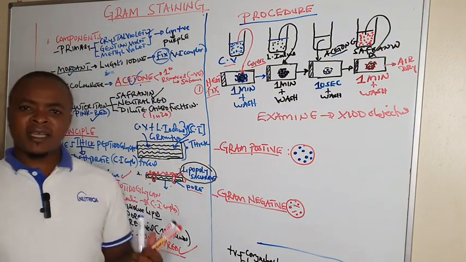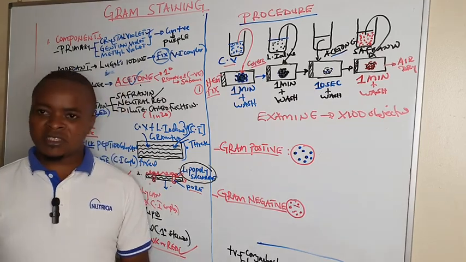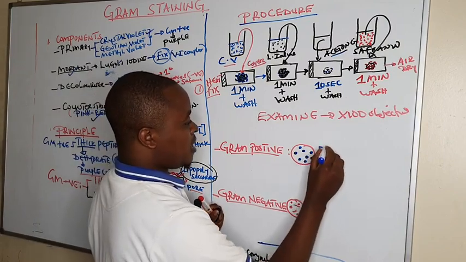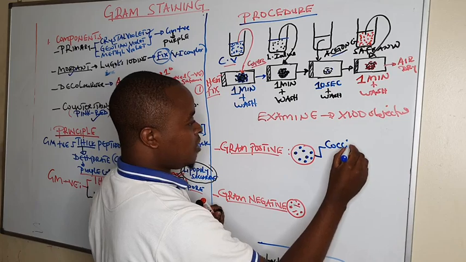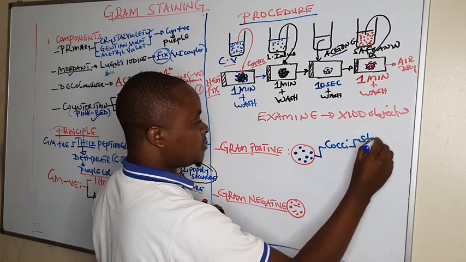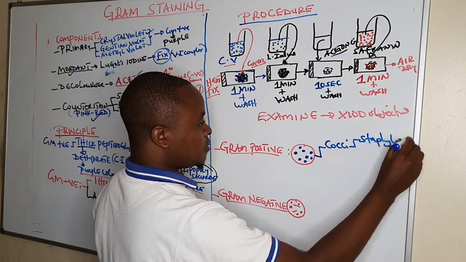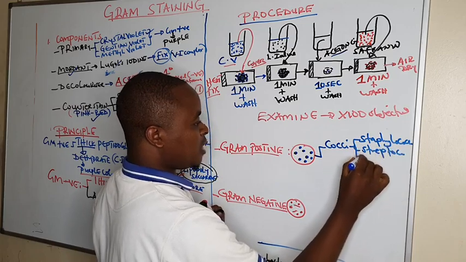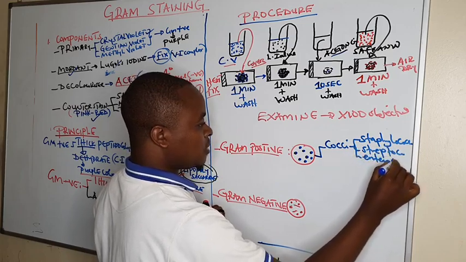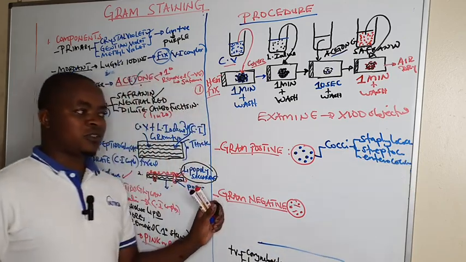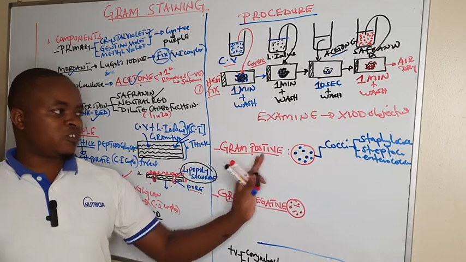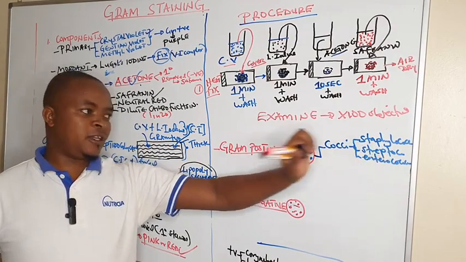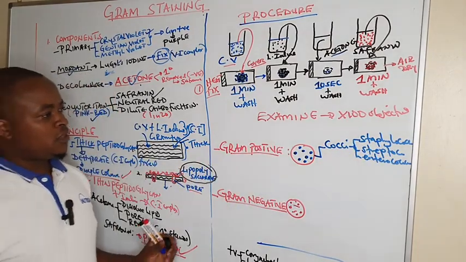Okay, so what are the examples of gram-positive organisms? Under the cocci, we have examples like Staphylococcus, we have Streptococcus species, we have the Enterococcus species. These are the examples of the cocci which are gram-positive. Staphylococcus being in clusters, Streptococcus being in chains.